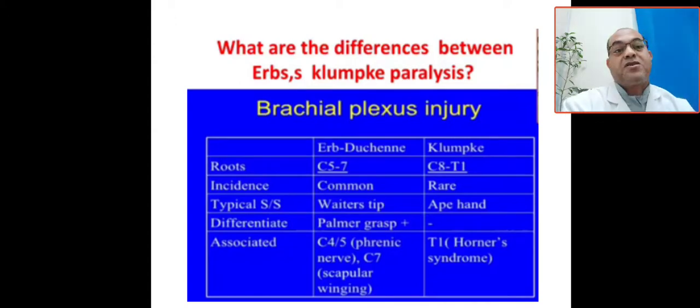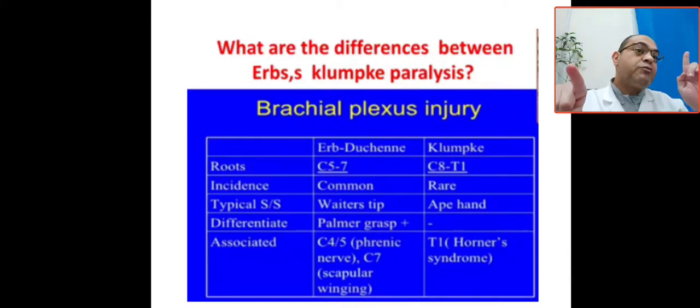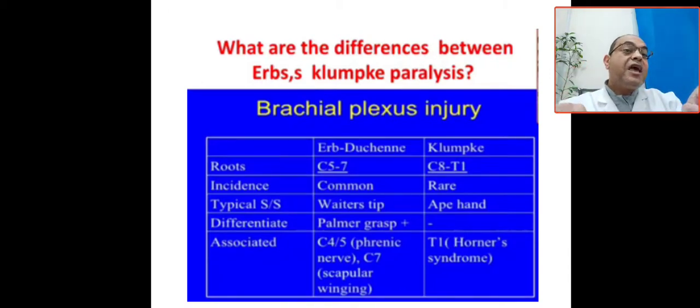So Klumpke's paralysis. The association in Erb's, if it affects C5 and C6. If C4 is affected, phrenic nerve injury can be mistaken for pneumonia. If C7 is affected, scapular winging. In Klumpke's, the common association is C8 injury. But if T1 is affected, the sympathetic lesion leads to Horner syndrome: ptosis, miosis, anhidrosis, enophthalmos.